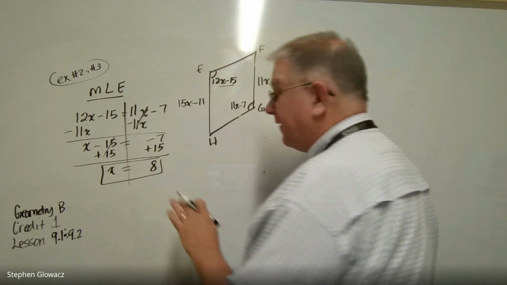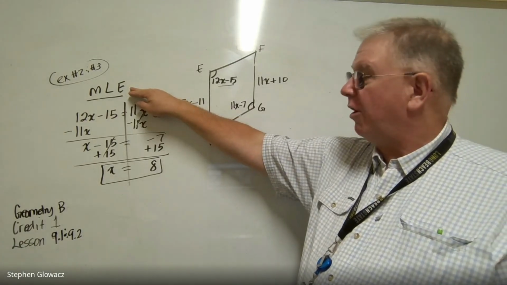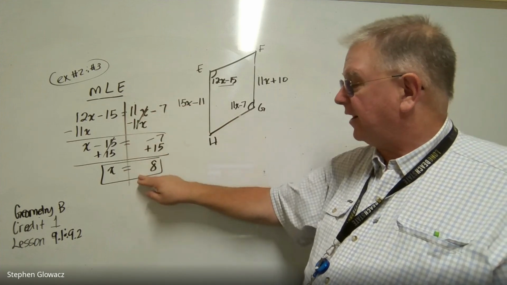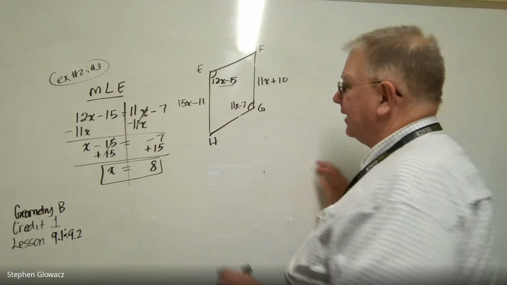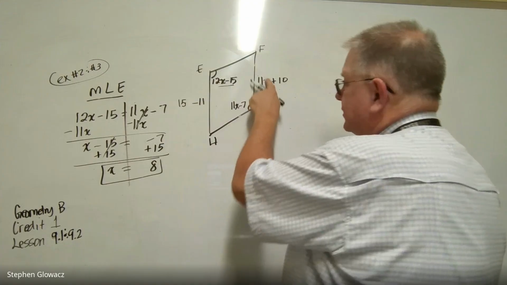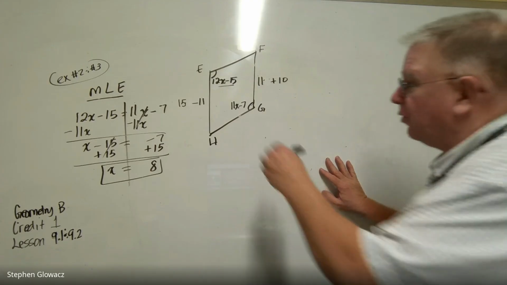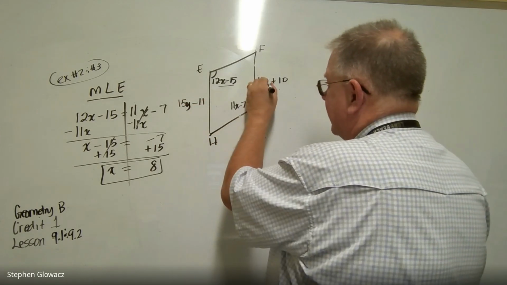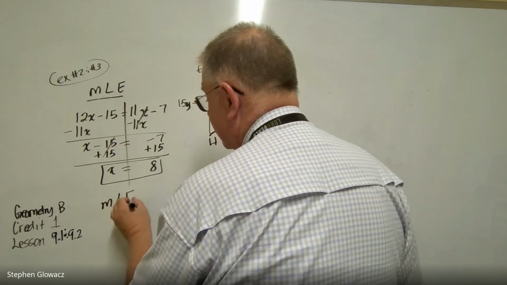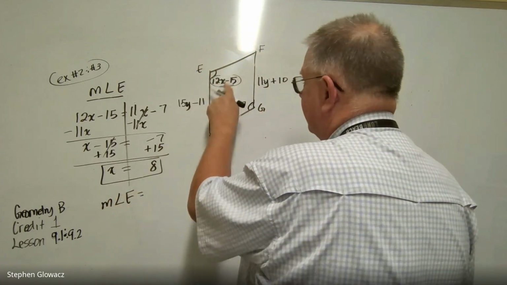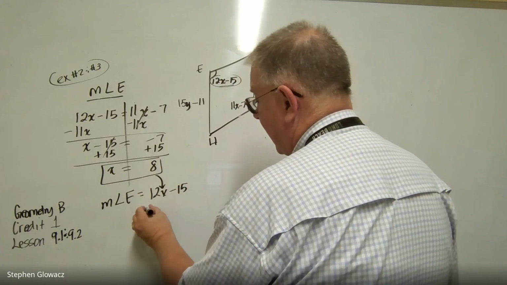Now, that's not your final answer. Remember, we're being asked to find the measure of angle E, but x is part of what we need to find, because now that we know what x is, we can solve for angle E. By the way, we're going to use a different variable here. I just realized that. We'll use y for these. So we'll fix that. There we go. Okay, so now to find the measure of angle E, we take the expression for E, which is the 12x minus 15, and then we're just going to substitute 8 in for x.